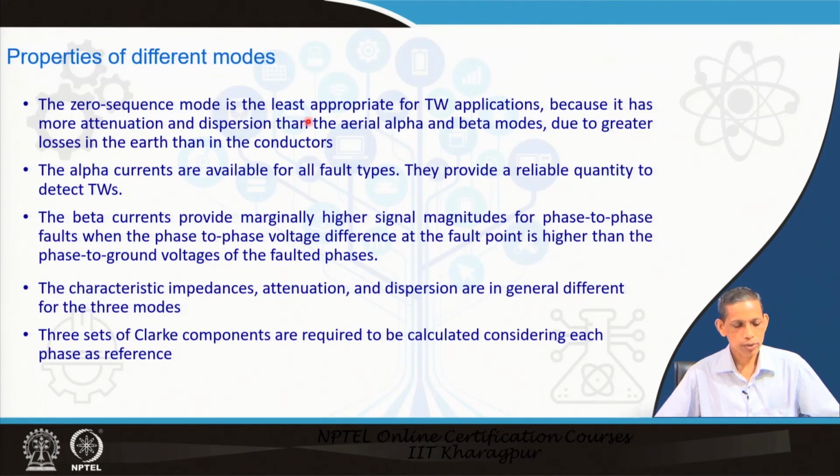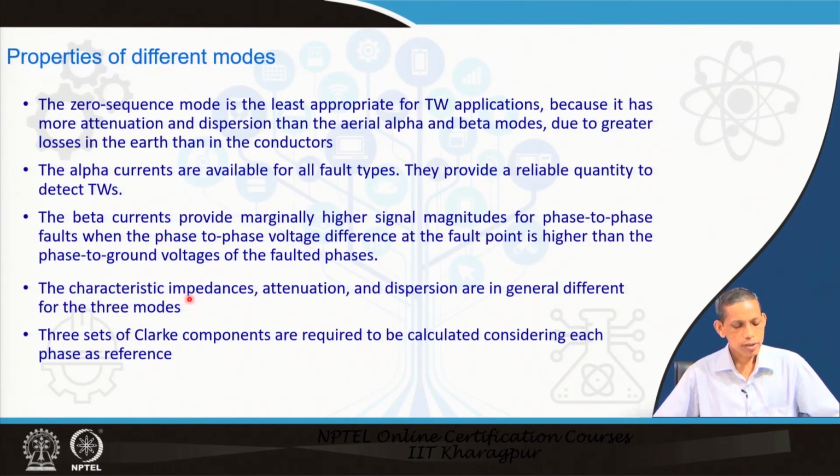The zero sequence mode is the least appropriate for travelling wave application, because it has more attenuation and dispersion, while the alpha and beta modes have less loss as compared to the zero sequence approach. The alpha currents are available for all types of fault. They provide a reliable quantity to detect travelling waves, but the beta currents provide marginally higher signal magnitude for phase to phase fault. So, both can be used for better protection applications.